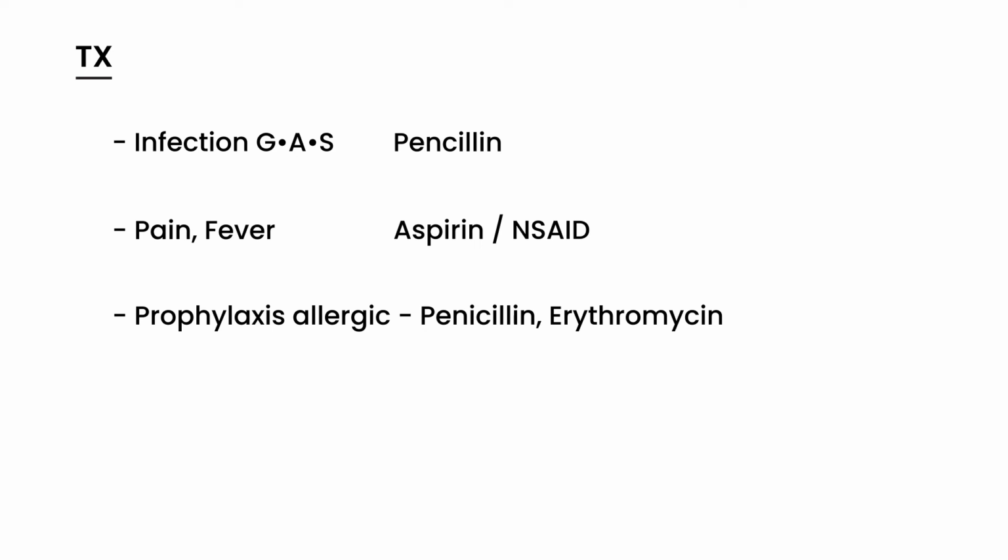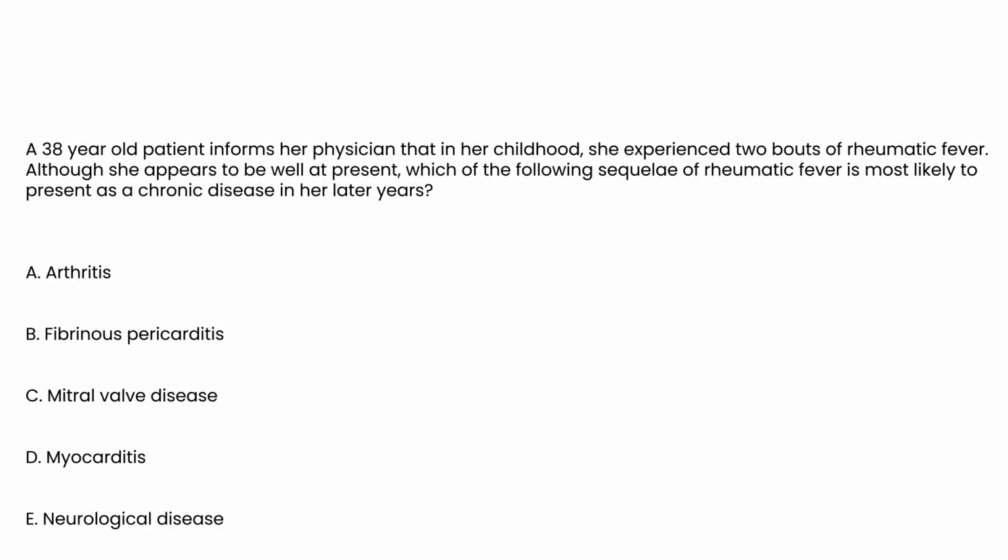Okay. Finally, I wanted to finish off with 2 clinical vignettes, and here we go. A 38-year-old patient informs her physician that in her childhood she experienced 2 bouts of rheumatic fever. Although she appears to be well at present, which of the following sequelae of rheumatic fever is most likely to present as a chronic disease in her later years?